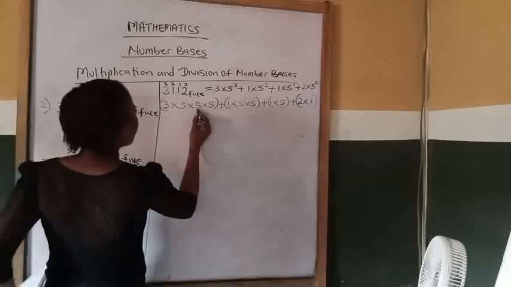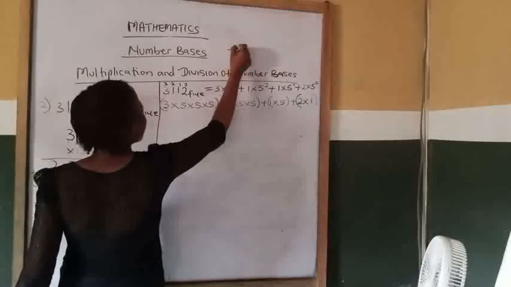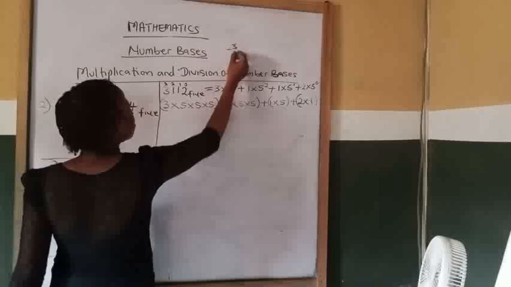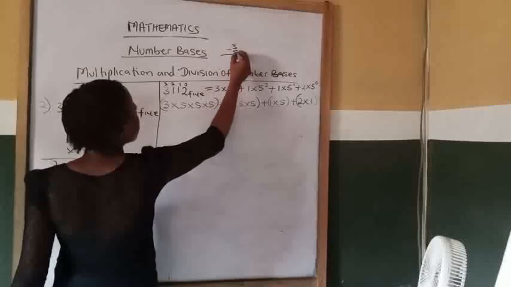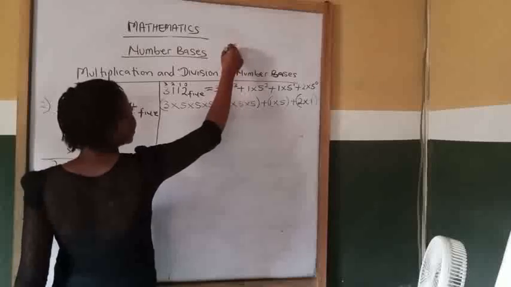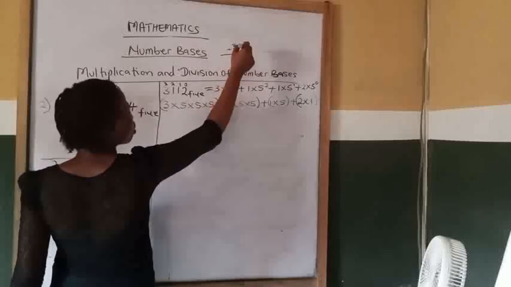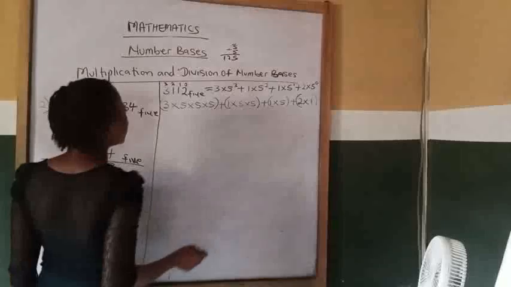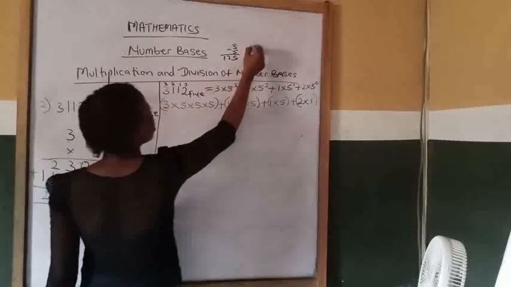So 5 times 5 is 25. Then 25 times 5, 5 times 5 is 25, 5 times 2 is 10, plus 2 is 12. It's 125. So 125 times 3.